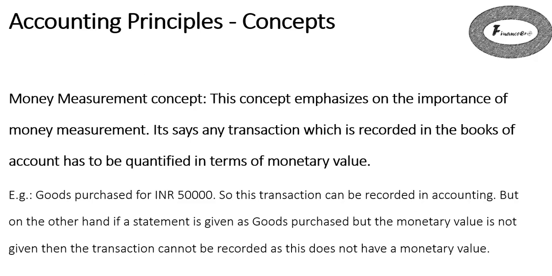Goods purchased for Indian rupees 50,000. This transaction can be recorded in accounting, but on the other hand, if a statement is given as goods purchased but the monetary value is not given, then the transaction cannot be recorded as it does not have a monetary value. So the concept simply implies that only a transaction which has a quantified monetary value can be recorded in accounting. Everything has to be measured in terms of money, following the money measurement concept of accounting.